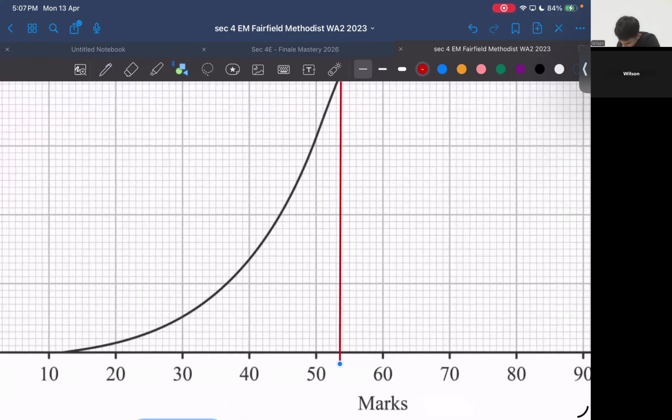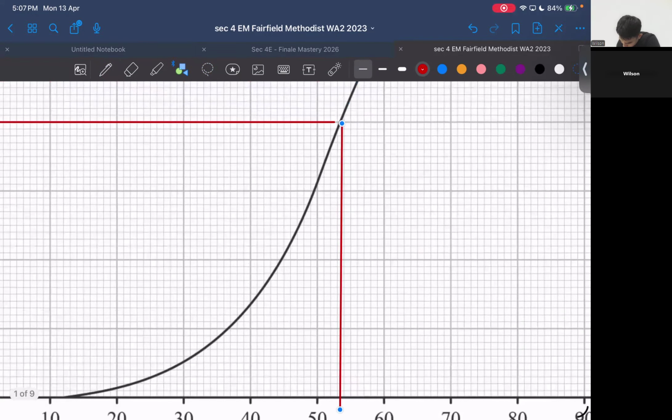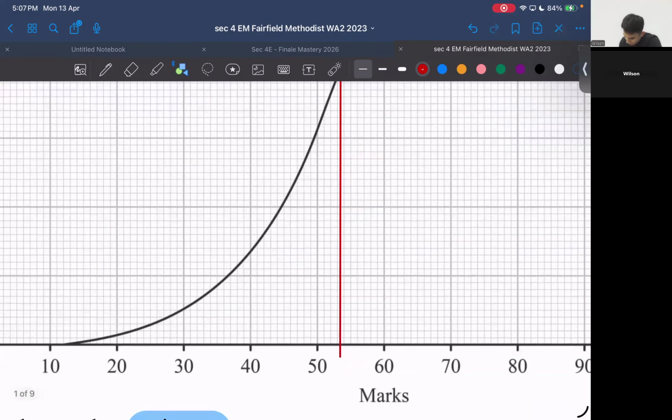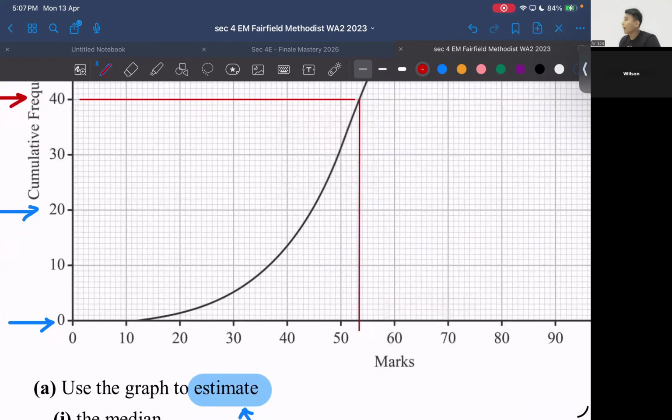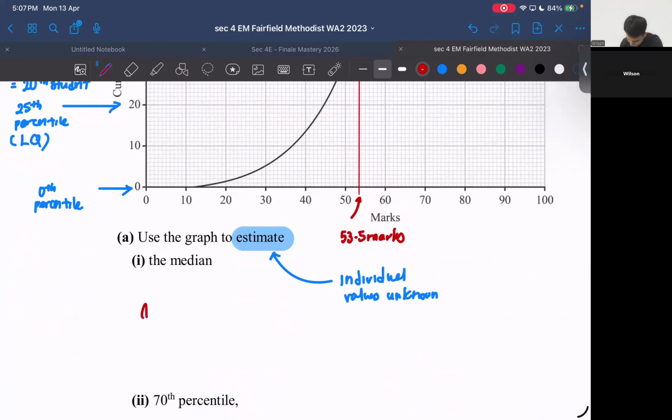Okay, just go all the way down. I think it should be here. Okay, now what I am reading off from my graph is this. This over here is 53.5 marks. Now, do we get the same answer? Okay, so in this case, my median value is 53.5 marks over here. Okay, this one quite easy, quite straightforward.